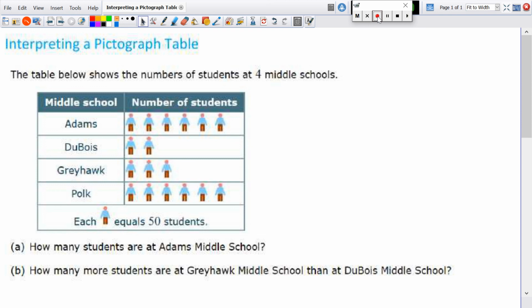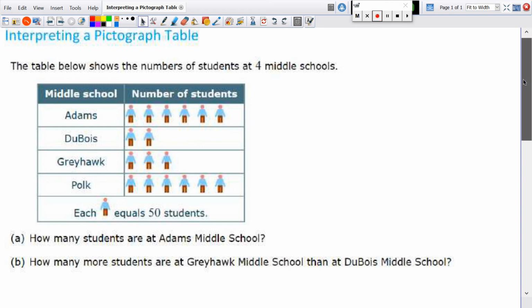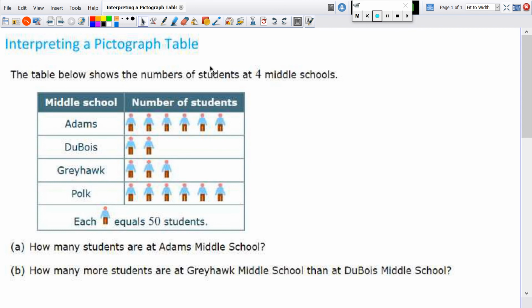Okay, for interpreting a pictograph table, it doesn't have any numbers. It has little drawings. And the table below shows the number of students at 4 middle schools. How many students are at Adams Middle School? Well, look at this table.